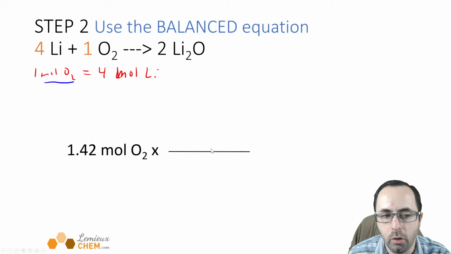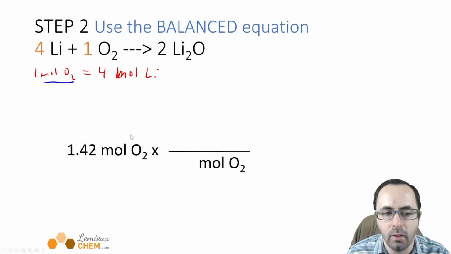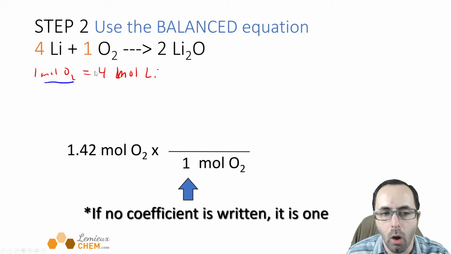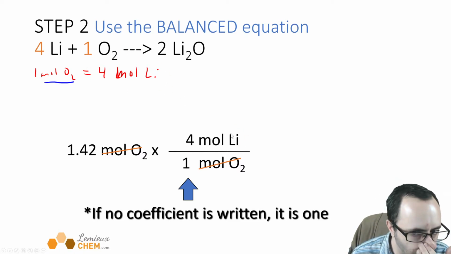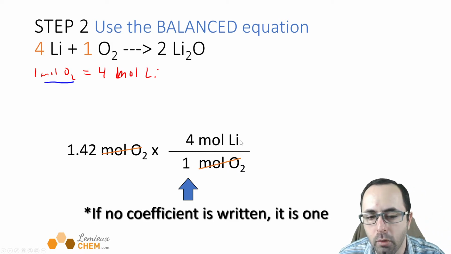So we're going to put our conversion factor, and we're going to make sure the moles of O2 go down here so they cancel. So this is going to be the part that goes on the bottom: 1, because of the coefficient right here, 1 mole of O2. And so our moles of O2 are going to cancel here, and on the other side we're going to put the 4 moles of lithium. Okay, and that's going to get us how many moles of lithium atoms?